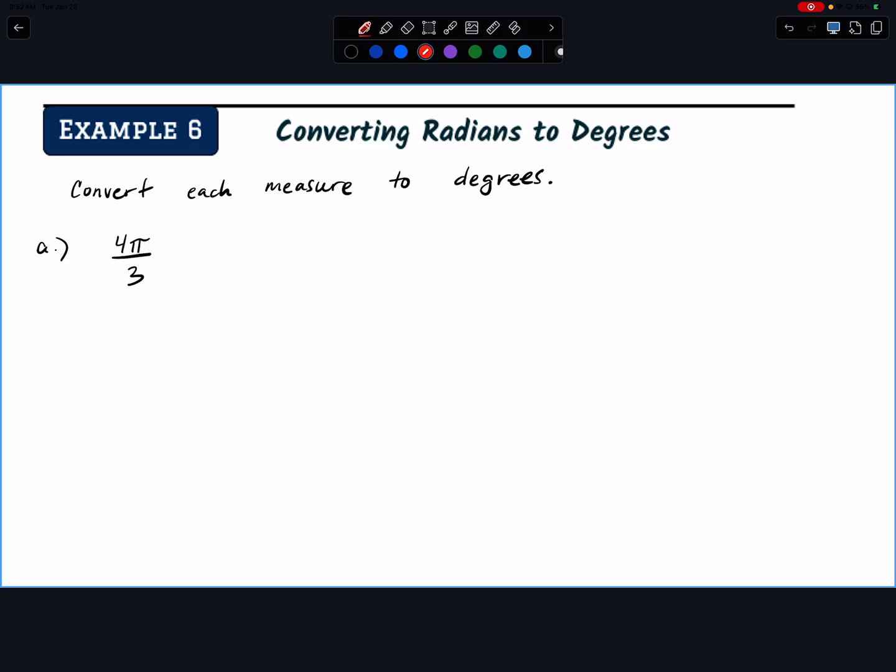So multiply by, put the pi on the bottom. Pi is the same thing as 180 degrees. So the pi's cancel. 4 times 180 is 720, divided by 3, 240. And I should put equals, not approximately. Equals.